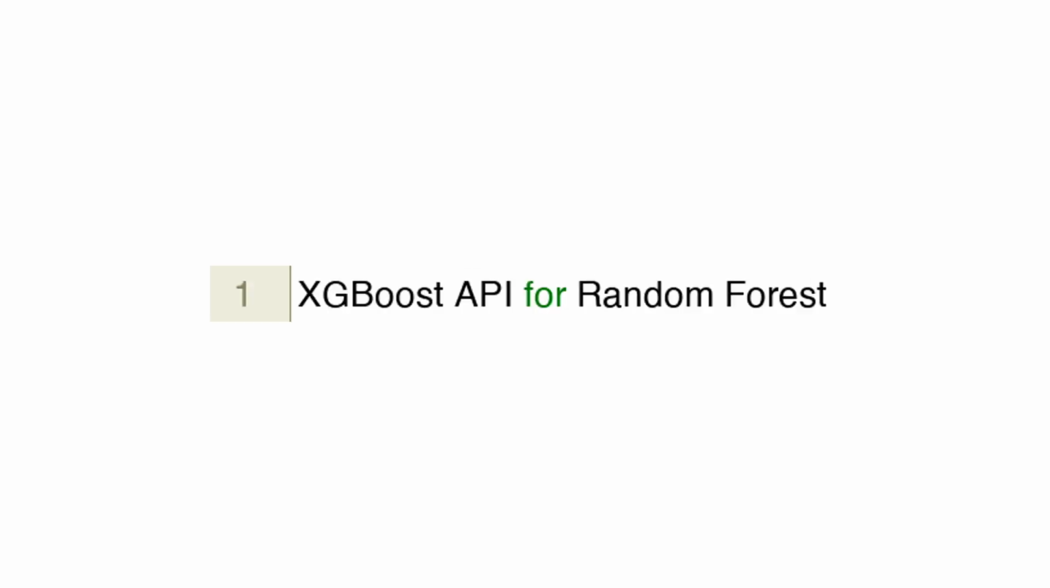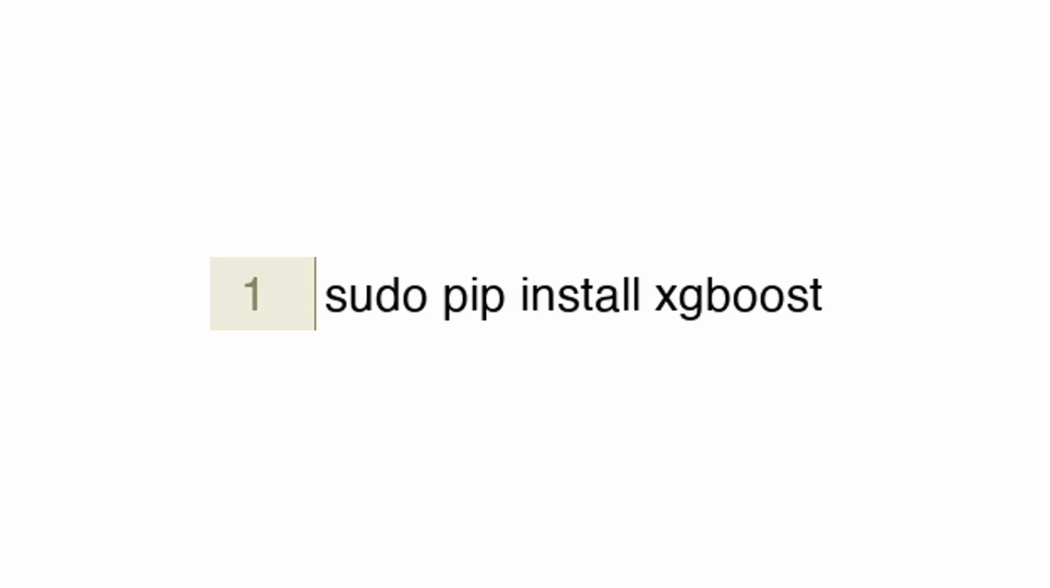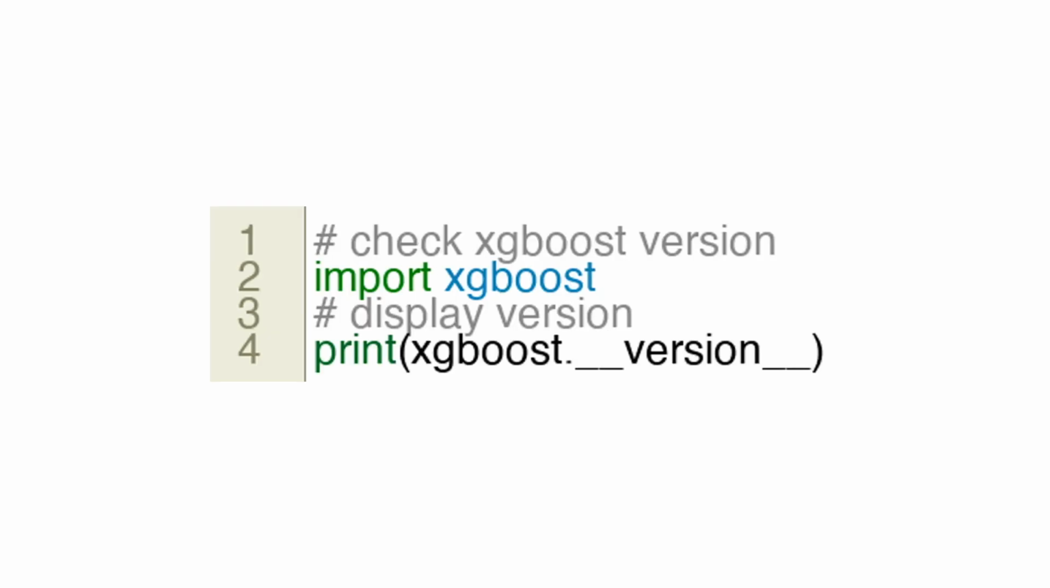XGBoost API for random forest. The first step is to install the XGBoost library. I recommend using the pip package manager using the following command from the command line. Once installed, we can load the library and print the version in a Python script to confirm it was installed correctly. Running the script will load the XGBoost library and print the library version number.